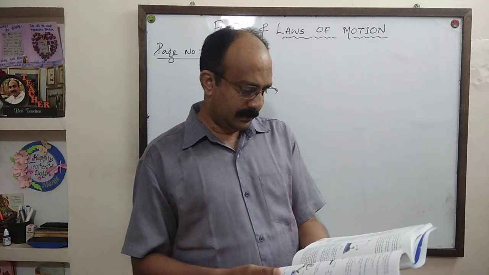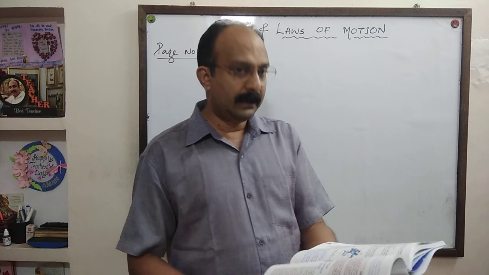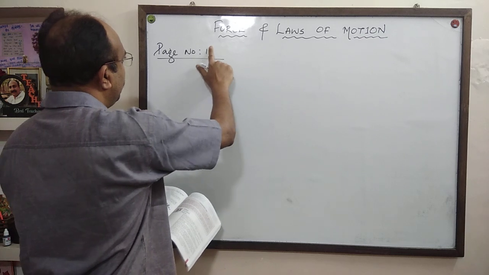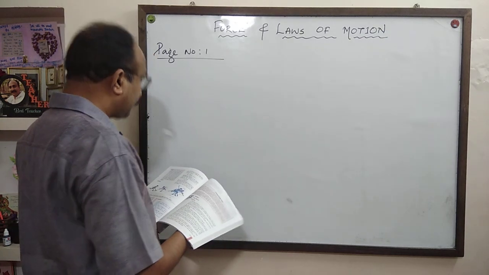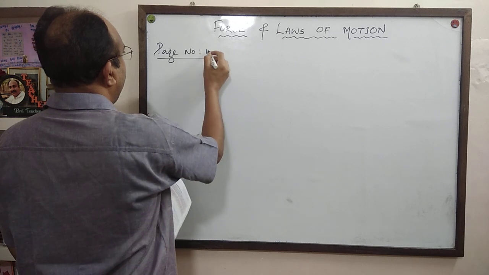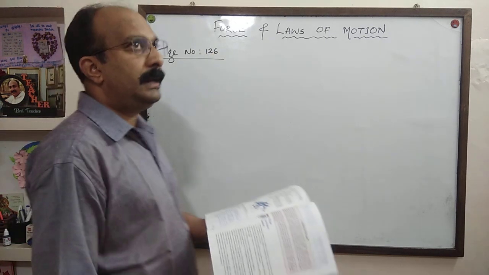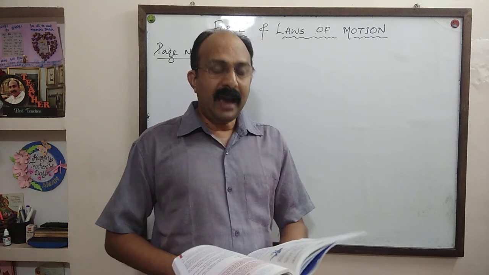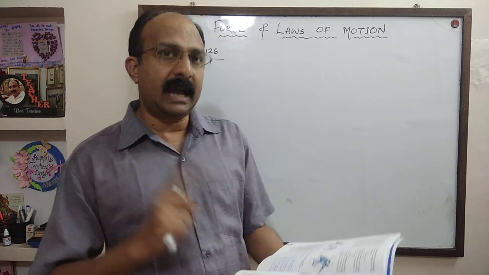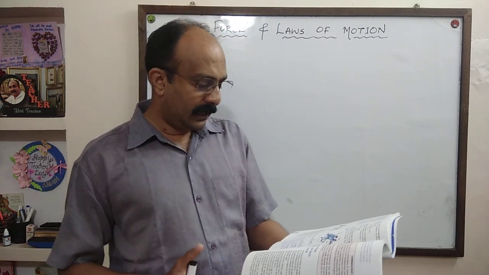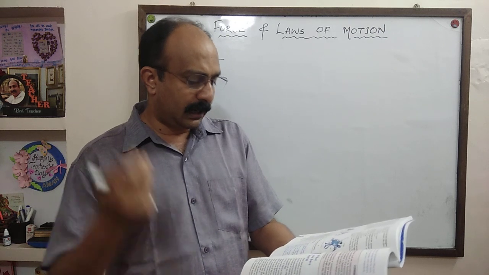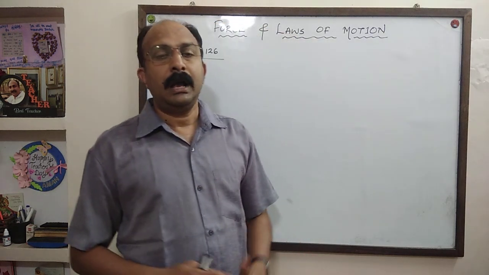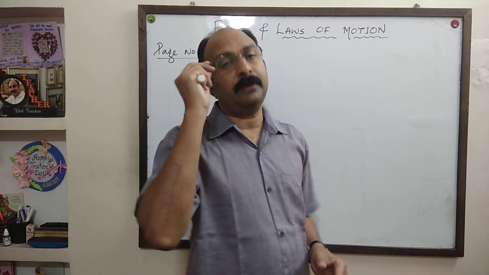Now, page number 126. Page number 126, question number 1. If action is always equal to the reaction, explain how a horse can pull a cart. If action is always equal to reaction, how can a horse pull a cart forward?